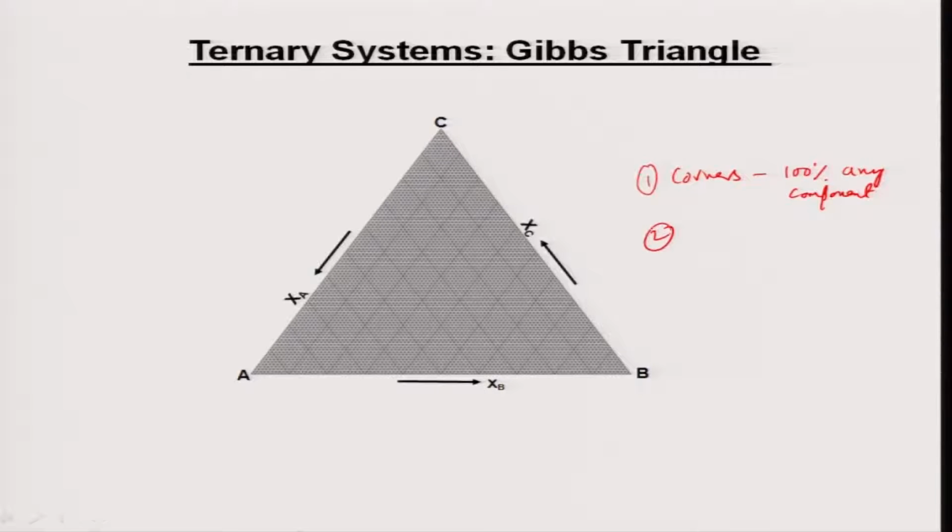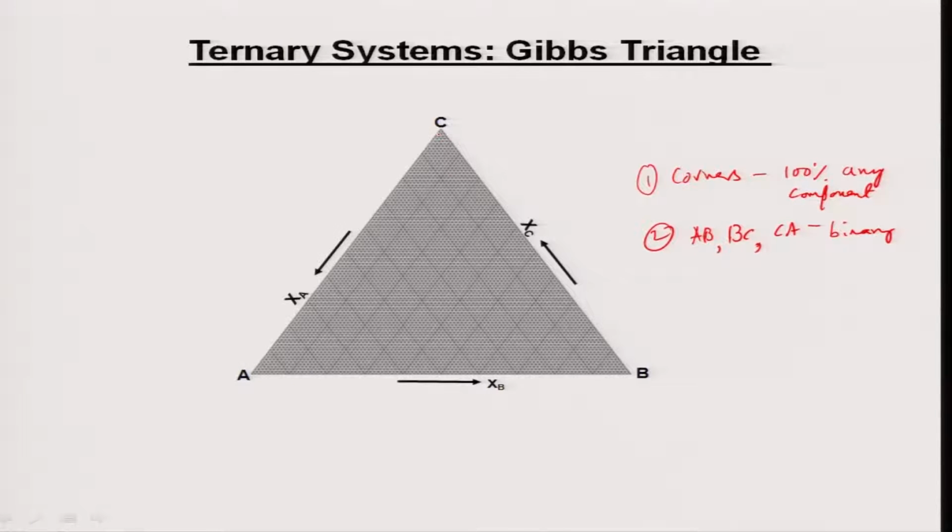Now, come the sides. You have three sides AB, BC and CA. Each of the sides represents one binary, because as you know there are three components A, B, C, so there will be three different types of binaries AB, AC and BC. Each side will represent a binary composition. If I follow the AC side, it will represent compositions of A and C only; there will be no B, B will be 0.